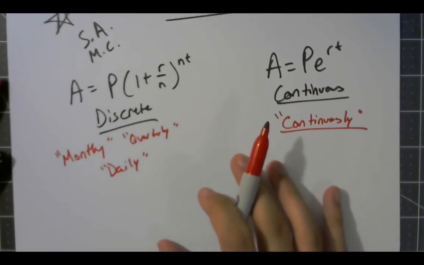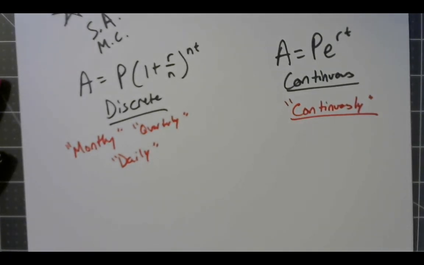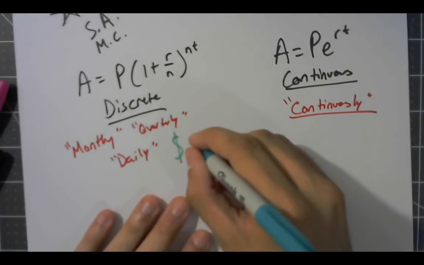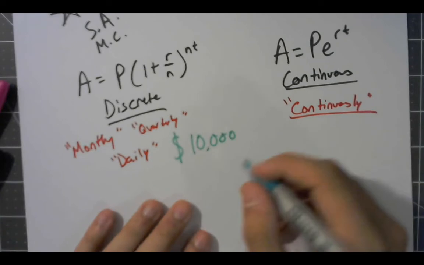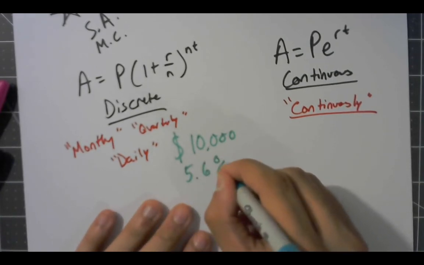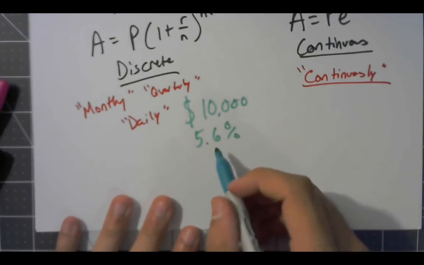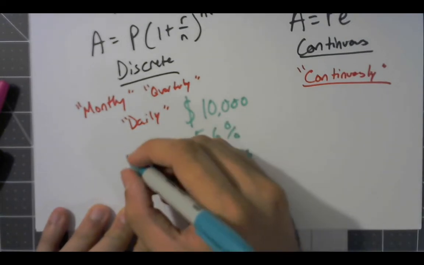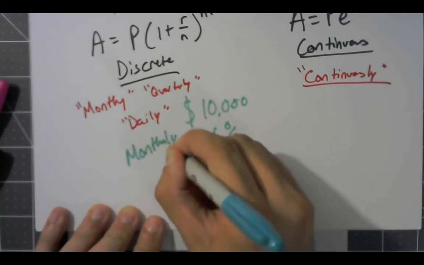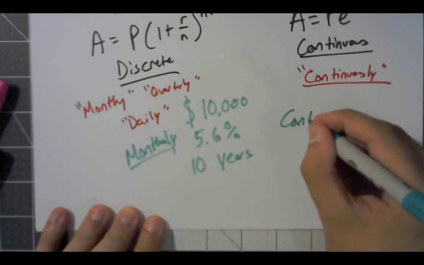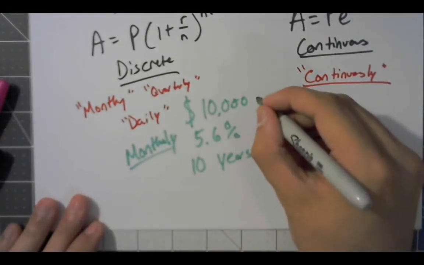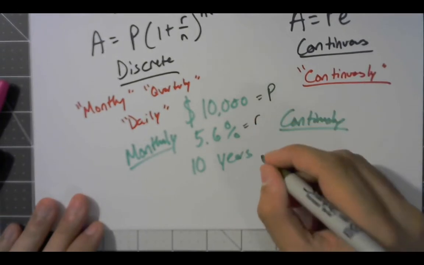Monthly, quarterly, daily. So let's find a problem, some numbers that we can use for both. So let's say I start off with $10,000. I have 5.6% on either. Let's say I have 10 years. And let's say it grows monthly over here, and then continuously over here. They're going to be set up pretty similar. My P is always this. This is my rate. This is my time.